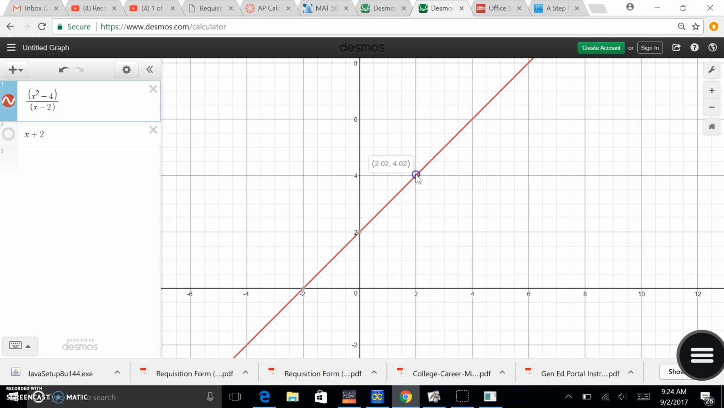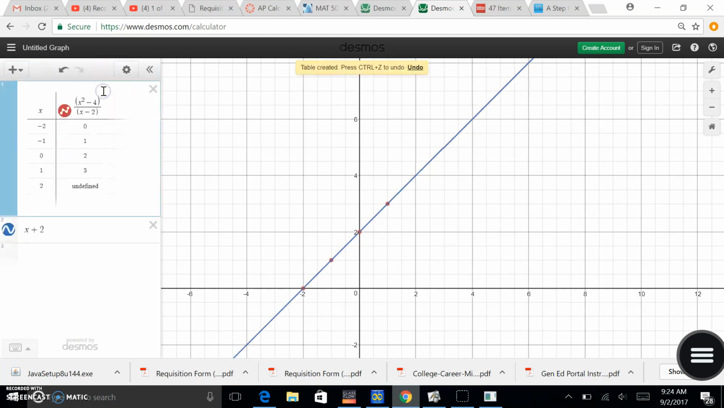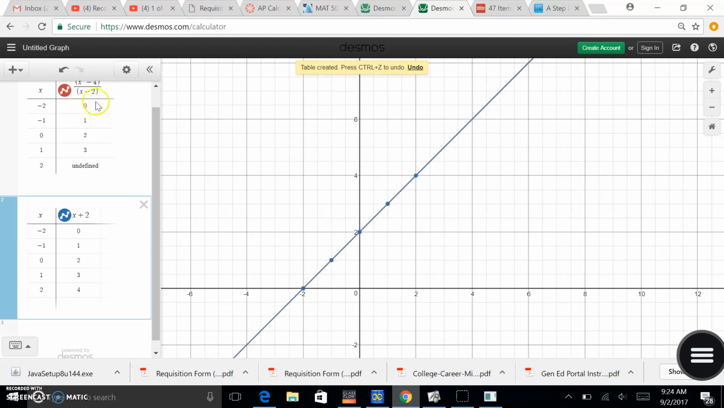If I click on 2 here, we'll see that it is actually undefined, 2, undefined. So there is no y value there. If I bring up my x plus 2 line and click there, there's actually no problem, 2, 4. So what we learn is that these two graphs are identical at every point except when x equals 2. One has a gap, one does not. And I'm going to go ahead and show you the tables of values of those so you can see that the table of values actually confirms that. We have the same y values, undefined for 2, and 4 for 2.